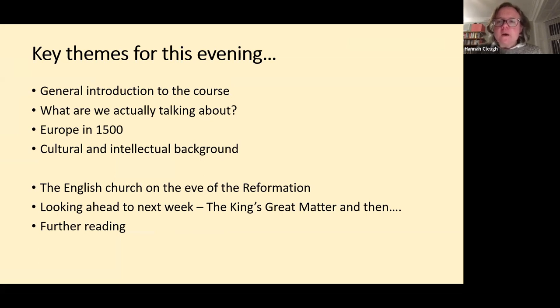So we'll do that. We'll spend a bit of time looking at Europe in 1500, at the cultural and intellectual background. And then we'll pause, we'll gather up any comments or questions for clarification. Then we'll turn our attention specifically to England and English religion on the eve of the Reformation, as we start to look ahead to what happened in the second, third, and fourth decades of the 16th century. And also suggest some things that you might want to look at further if you're interested.